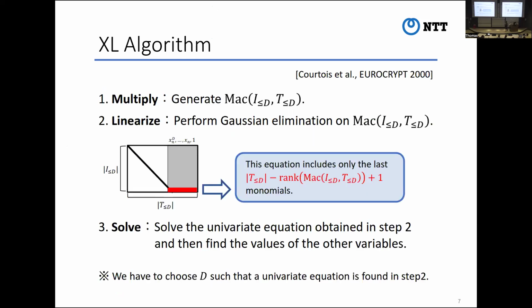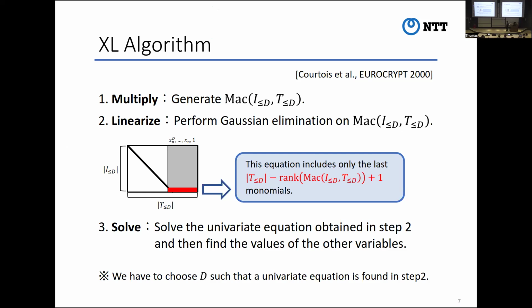Actually, that means that I_D includes polynomials with degree lower than or equal to D. Then the XL algorithm can be written like this. First, we generate the Macaulay matrix with polynomials and monomials with degree lower than or equal to D. In the second step, we perform Gaussian elimination on this matrix, and by doing so, we can transform the matrix into this form. From this part, we can obtain an equation which includes only the last |T_D| minus the rank of this matrix plus one monomials.